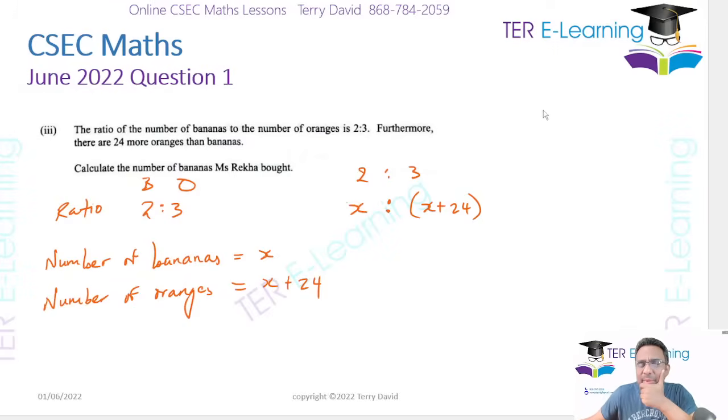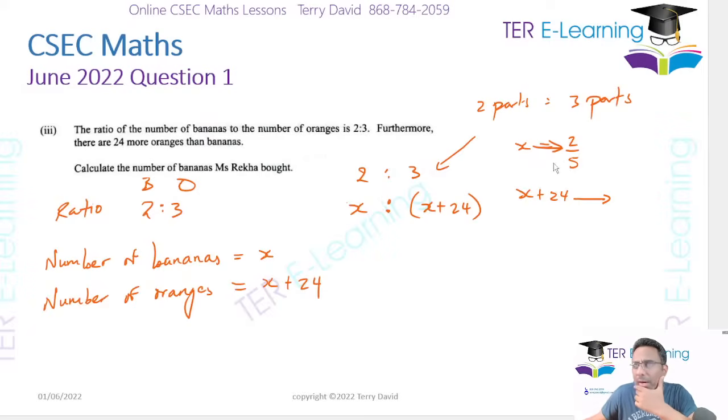So let's see what we're going to do here. Now the ratio is telling me that I have 2 parts to 3 parts. What we can say here is that x is equal to 2/5 parts. That's what x corresponds to. X corresponds to 2/5, and x plus 24 corresponds to 3/5.